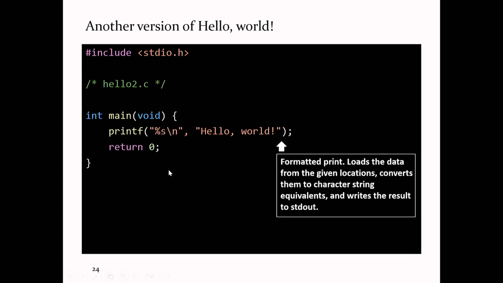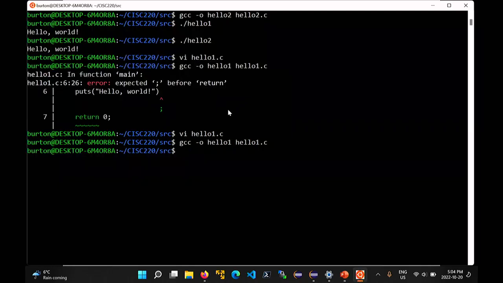Notice printf does not print the newline character unless you tell it to. So if you remove the \n, then when this prints, it does not go to the next line, which we can do here. So let's just run hello2 again. Notice when you run it, it prints hello world, and then the prompt appears on the next line.